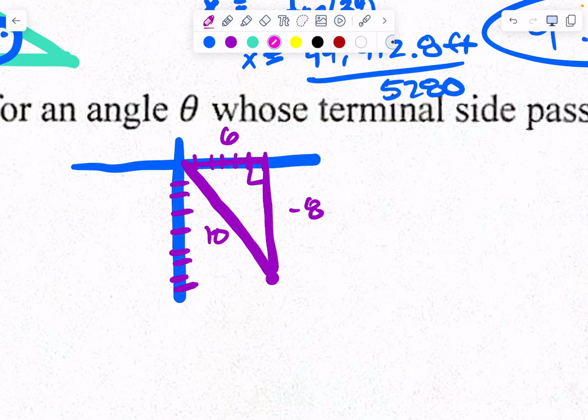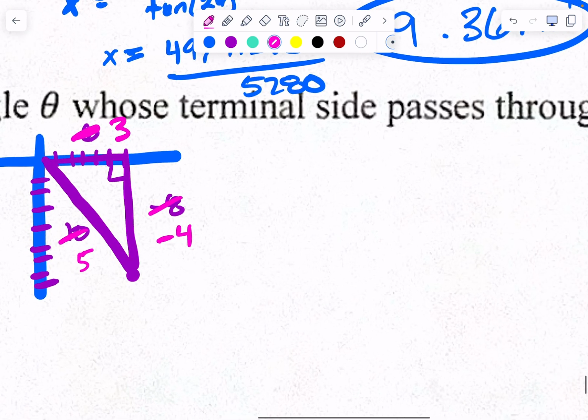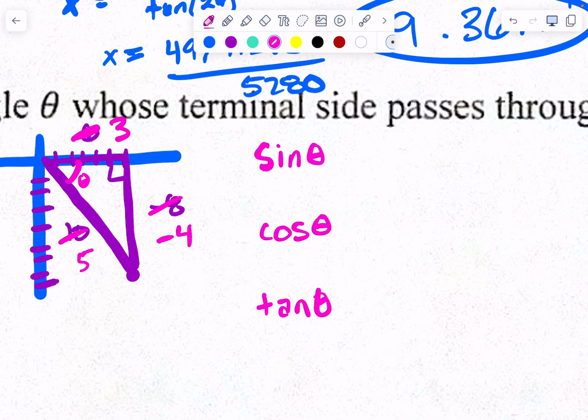Okay, now what I'm going to do is before we do the 6 trig functions, which are sine, cosine, tangent, I'm actually going to reduce it, right? Because 6 over 10 is 3 over 5. So let's go ahead and reduce. 6 is going to become 3. 8 is going to become negative 4. 10 is going to become 5. And then where does your angle live? The one closest to the origin. That's where theta is. So I want sine of theta, cosine of theta, tangent of theta.